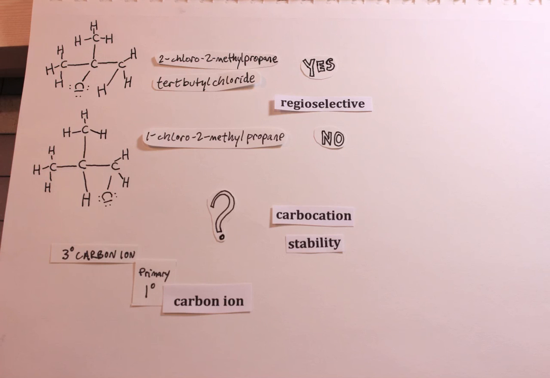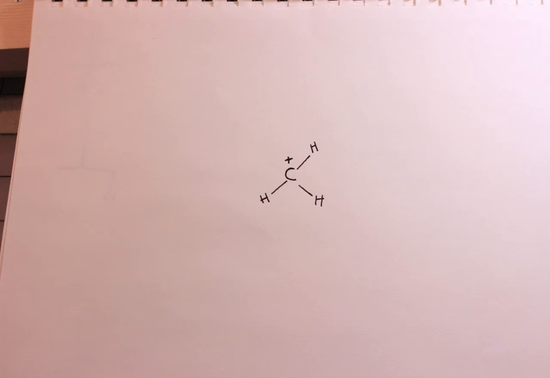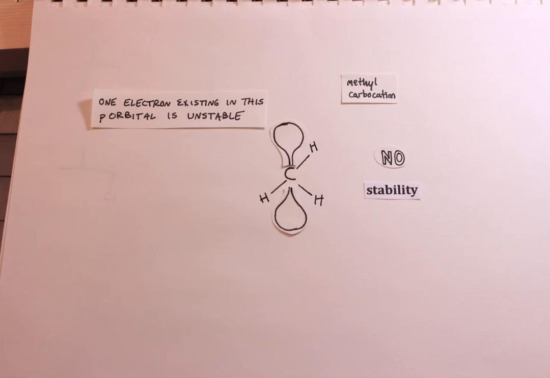Nearby alkyl groups decrease positive charge on a carbon atom through hyperconjugation. Recall that the lone electrons in this carbocation exist in this p orbital, which looks like a doorknob on either side of the nucleus. And recall that there's only one electron by itself in both of these lobes. This arrangement is very unstable, which means energetically unlikely or unfavorable.